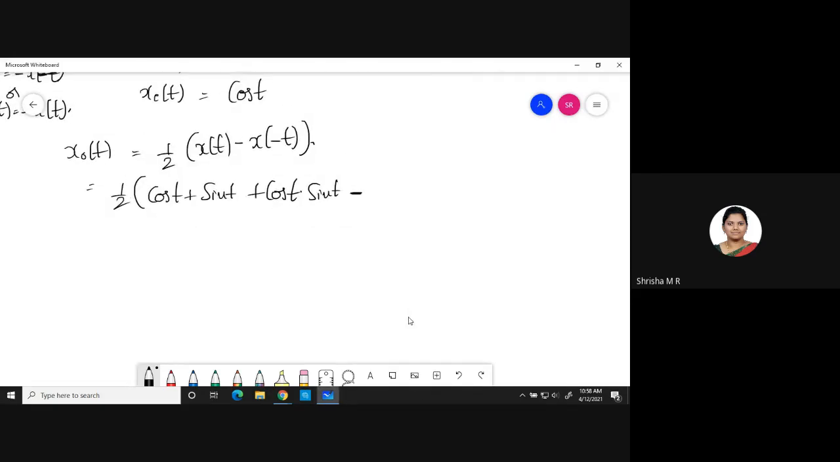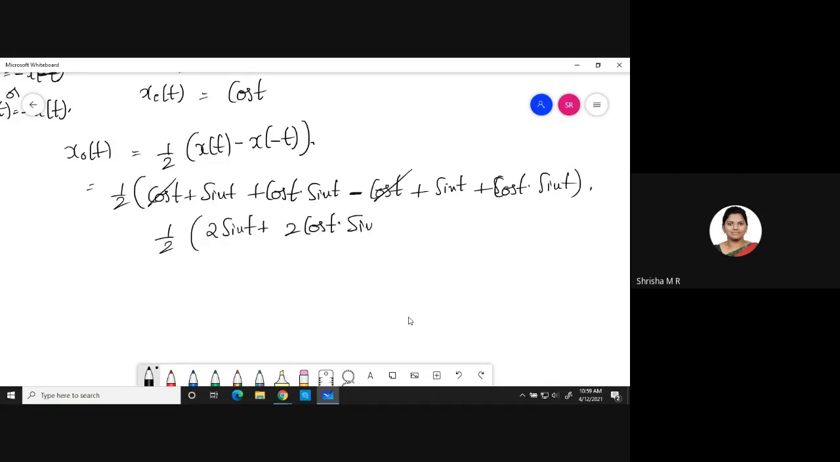So I'll multiply with the negative sign: minus cos t plus sin t plus cos t into sin t. As you can see, plus and minus cos t will get cancelled. You are left with 2 times sin t plus 2 times cos t into sin t. Take 2 common and you get sin t plus cos t into sin t. This is the odd part of the signal. Got it, everyone?